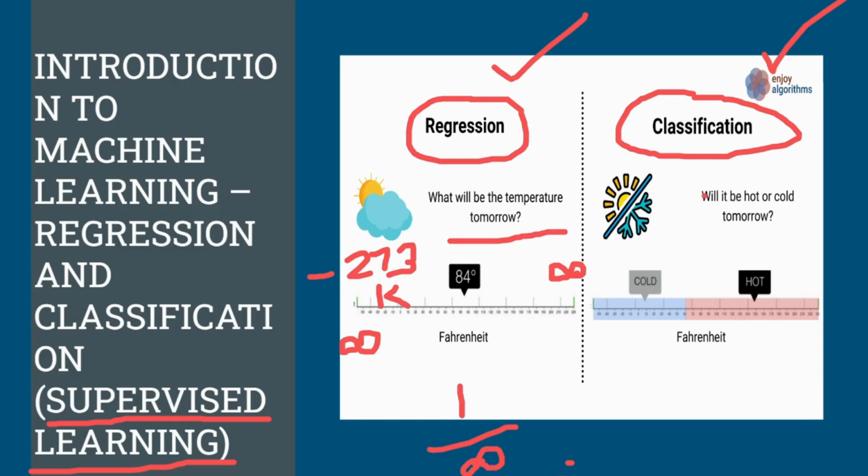In classification, there are finite possibilities and only one of them will be the answer most of the time. There are exceptions where there can be more than one answer, but classification means selection from one of the finite possibilities. Will it be hot or cold tomorrow? So we have cold, we have hot, two possibilities, and the model may say that yes, it will be cold. So it is selecting one out of n possibilities. N is finite, whereas here the possibilities are limitless.